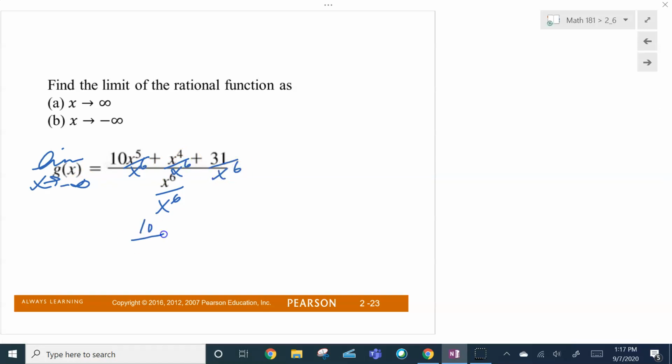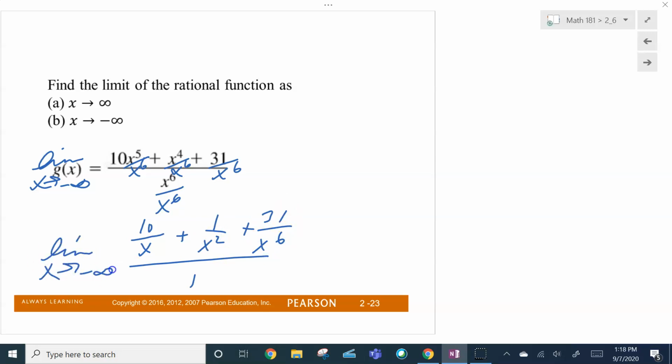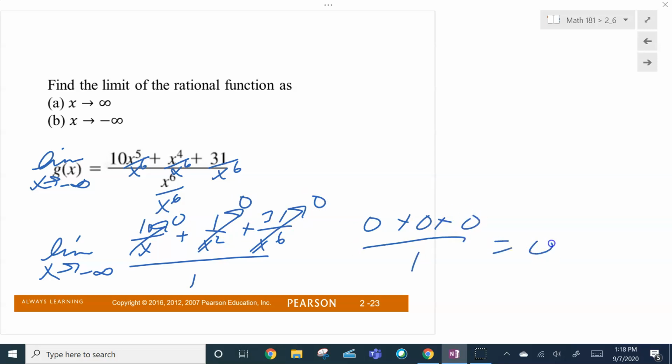So we got 10 over x plus 1 over x squared plus 31 over x to the 6. On the bottom I got 1. Limit x goes to negative infinity. This goes to 0, that goes to 0, that goes to 0. I got 0 plus 0 plus 0 all over 1. This limit is simply 0 on that. Okay?